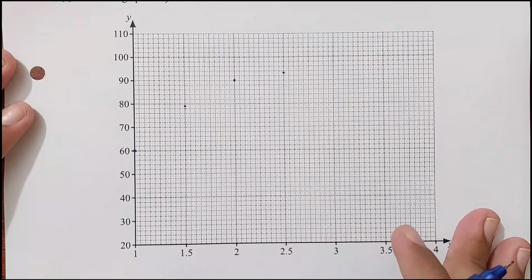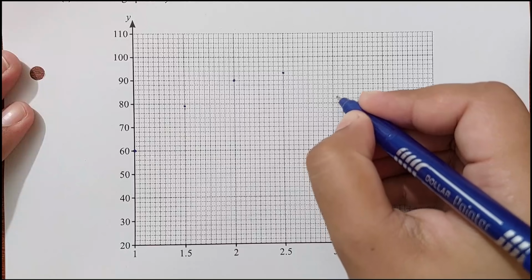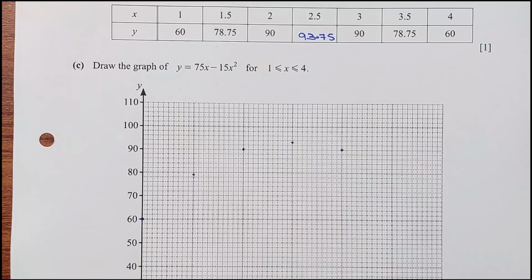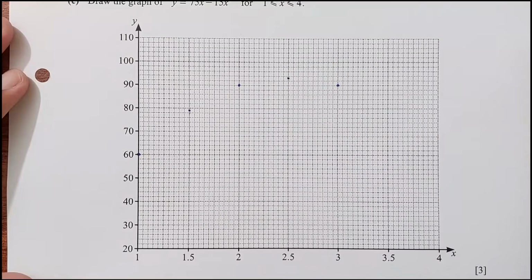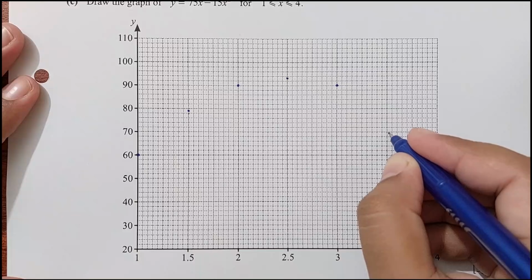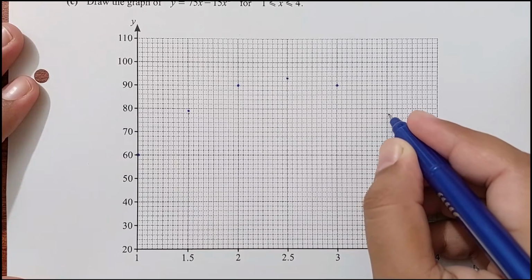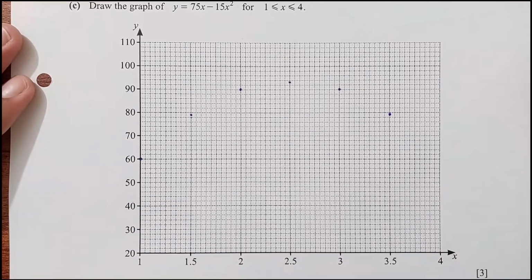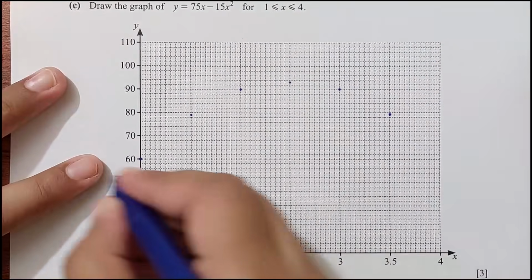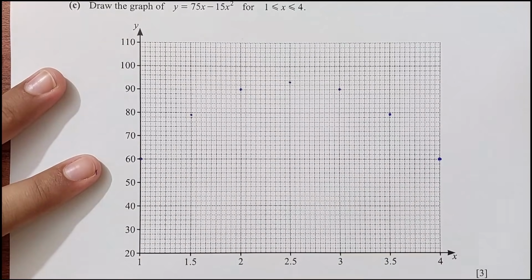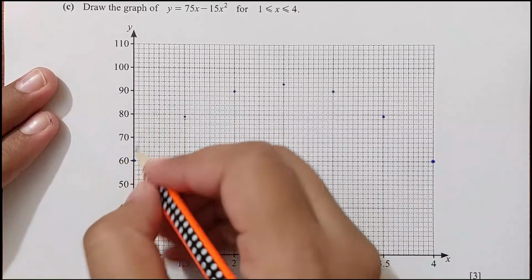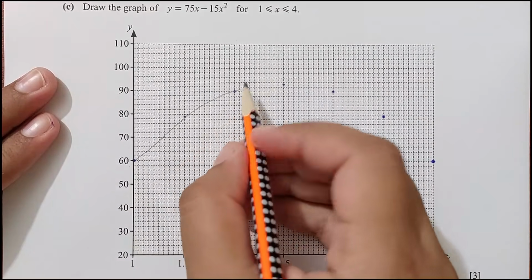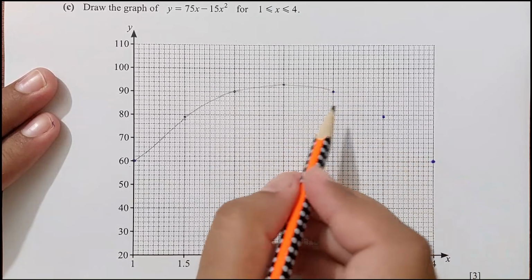At 3 it is 90. 3 is this line. This is equal to 90. All right. At 3.5, 78.75. 3.5, 72, 74, 76, 78 and 78.75. And the last is at 4, it's the value 60. 4, this is 60. Okay. Now let me connect all the points to get the smooth curve for this function. Make sure your curve passes through each and every point.